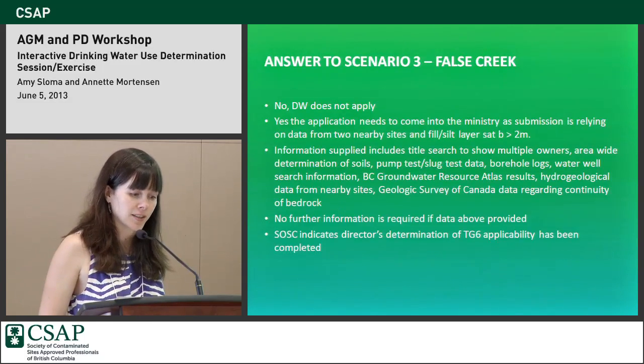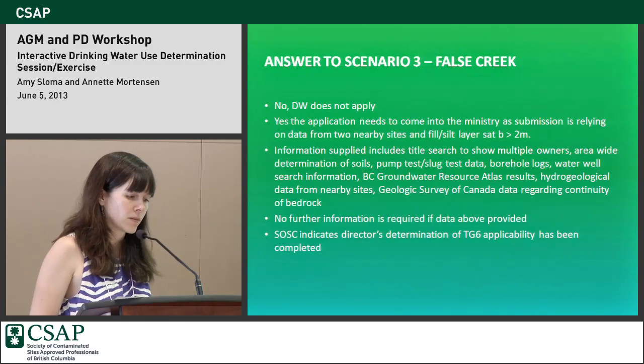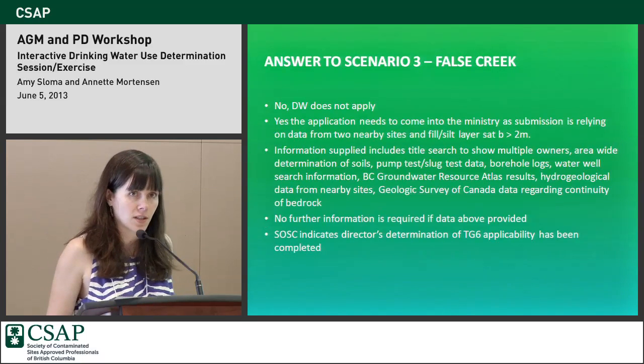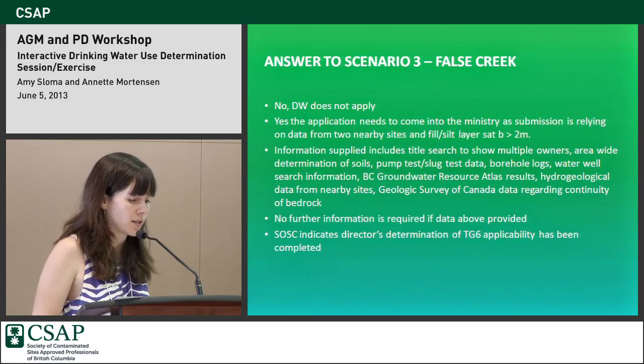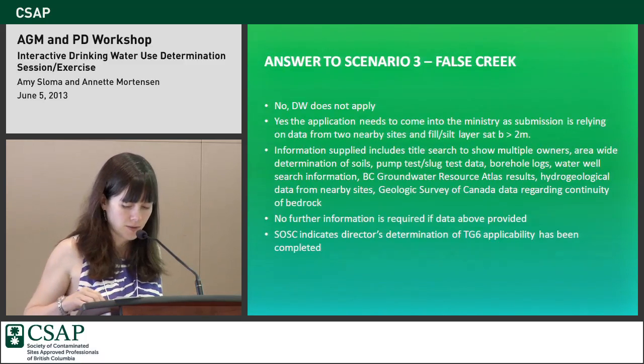And if you're able to provide all that information, you don't really need to give us anything else, I believe. I think that's sufficient. And just indicate on your summary of site conditions that it's come through us already, and that's where that TG6 applicability holds true.